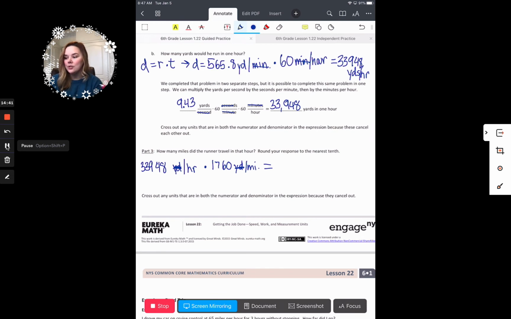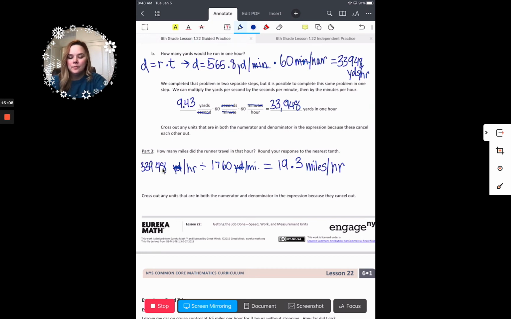Instead of multiplying these, we need to divide them, and we end up with 19 3/10 miles per hour. Oh, sorry, this is supposed to say, it's supposed to be division. Sorry about that.